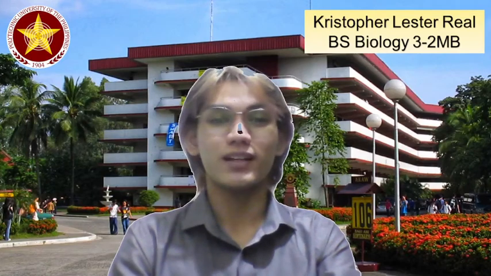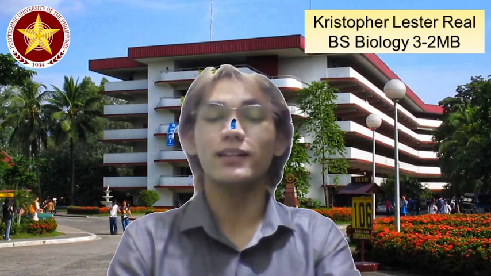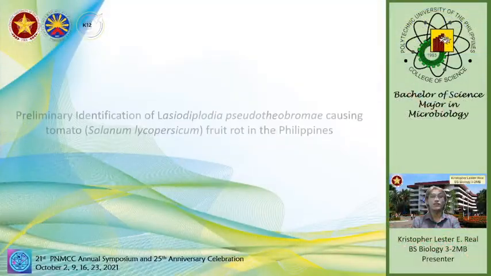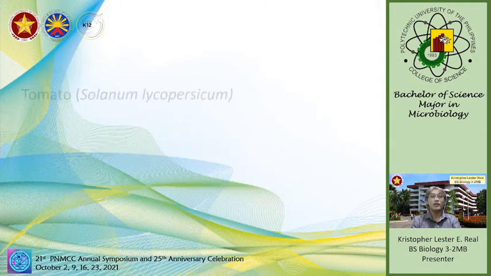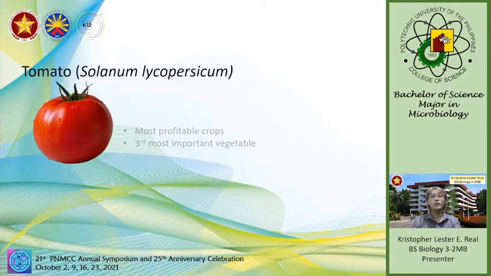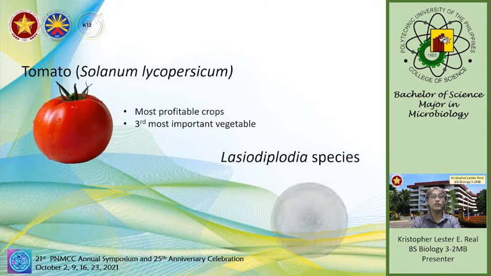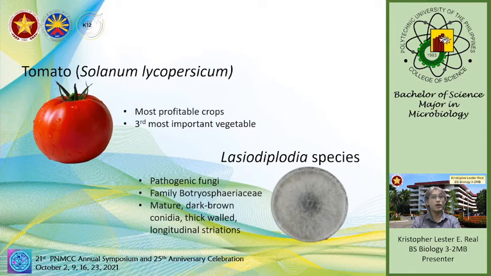Good day, everyone. I'm here to present our paper entitled Preliminary Identification of Lasiodiplodia pseudotheobromae Causing Tomato Fruit Rot in the Philippines. In our country, tomatoes are the most profitable crops and rank third as the most important vegetable in terms of volume. However, several fungal species cause diseases on both pre-harvest and post-harvest tomato.